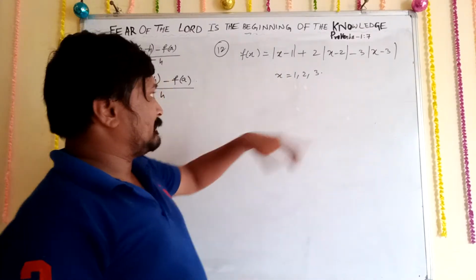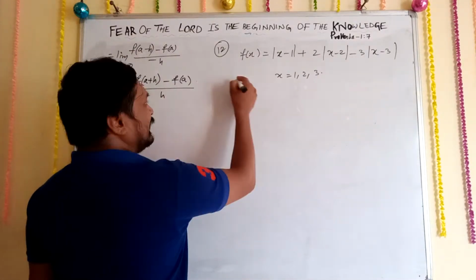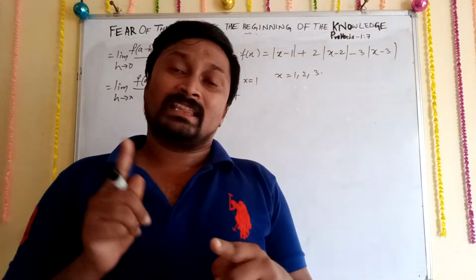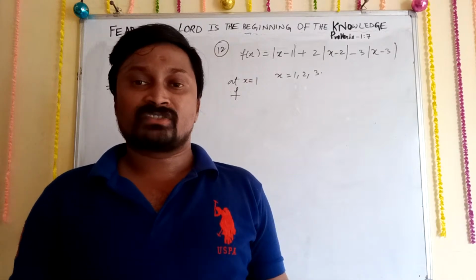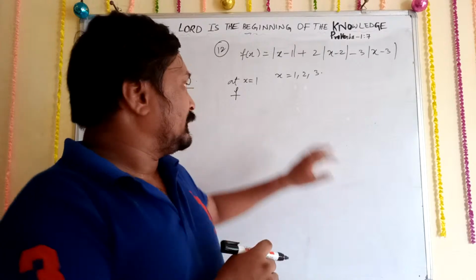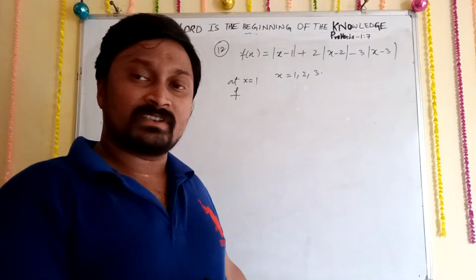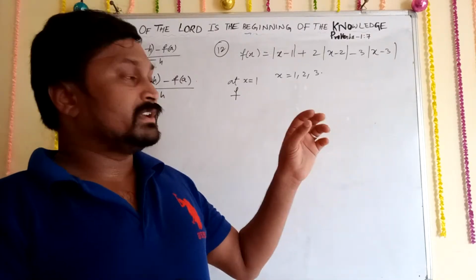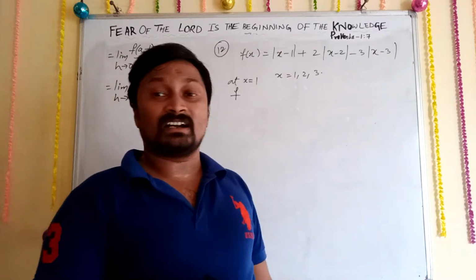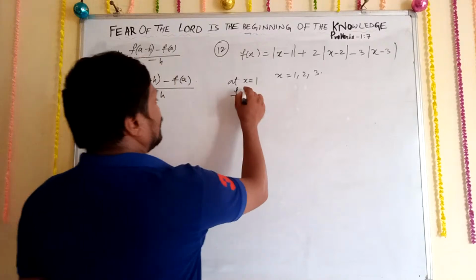So first let me take x equal to 1. Remember, if you find that at one point it is not differentiable, then the function is not differentiable there. You need to write similarly for x equal to 2 and x equal to 3. Understood that? So now what I'll do here is first take f of 1.